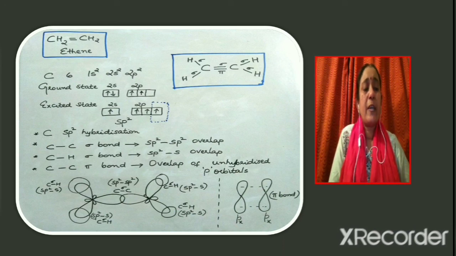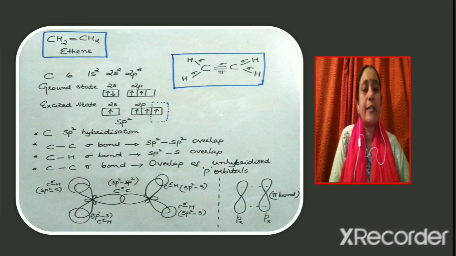Here, there should be one unhybridized p orbital available with each carbon atom that is required to form the pi bond. So, one 2s orbital will mix with only 2 of the 2p orbitals, and that gives 3 sp2 hybrid orbitals. Therefore, each carbon atom in ethene is under sp2 hybridized state. 3 sp2 hybrid orbitals will be available with each carbon atom. Now let us see how the carbon-carbon sigma bond is formed.